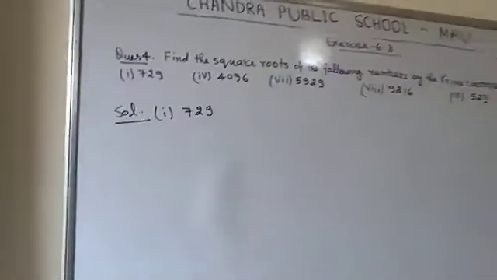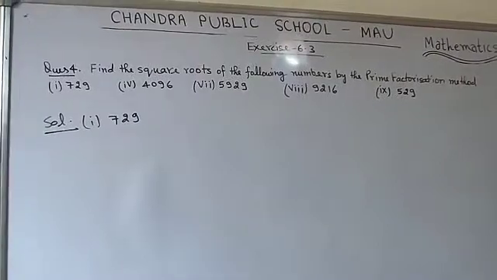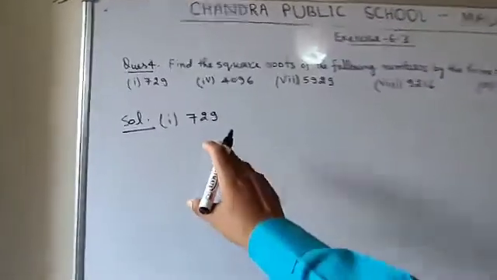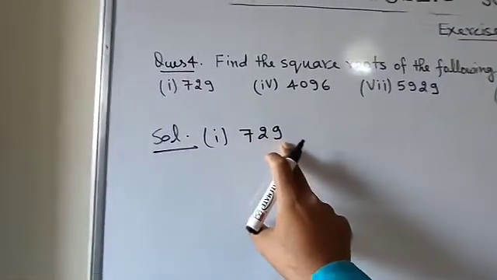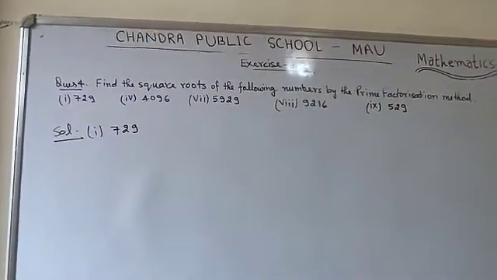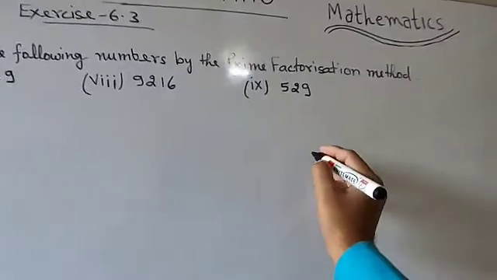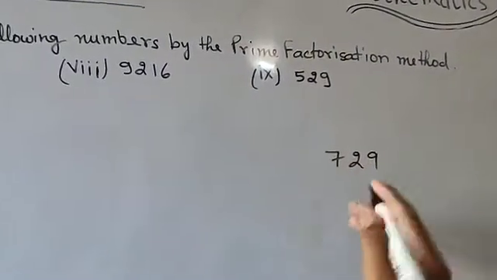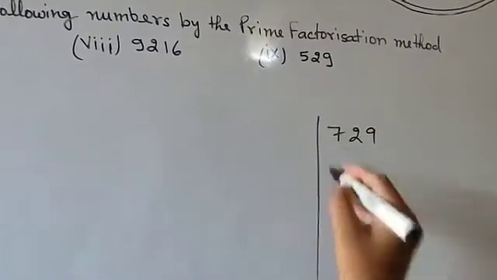In the prime factorization method, first you will find the prime factors of the given number. Like you need to find the prime factors of 729. All of you have found prime factors in the previous classes also, so you need to apply that same way. So here first I am going to find the prime factors.